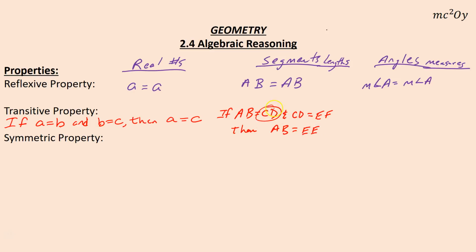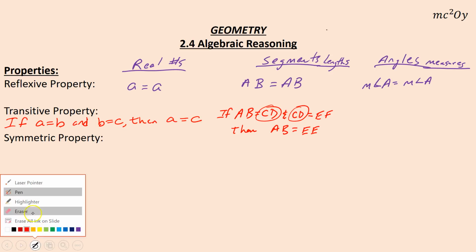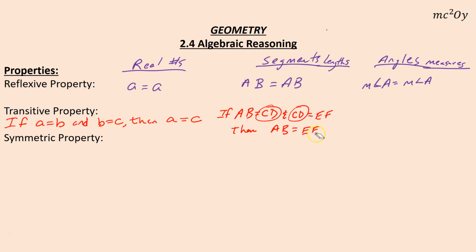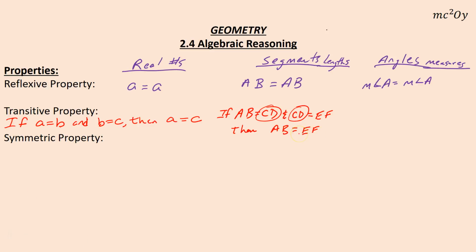Notice these two pieces are the same. Therefore, it's like we almost just throw them out. We put AB equals EF. Oh, I put an extra line there. There we go. So AB equals EF.